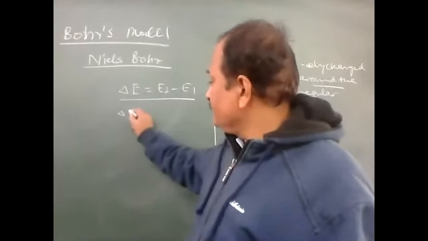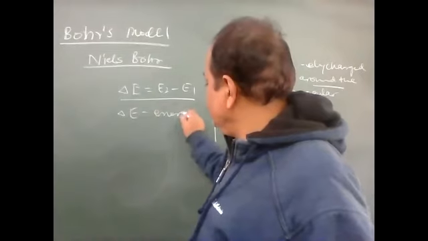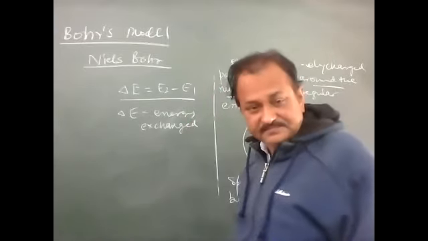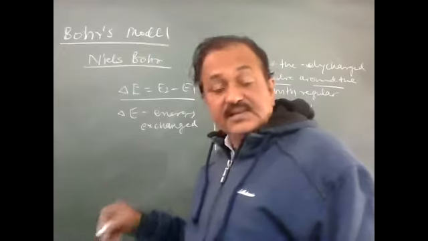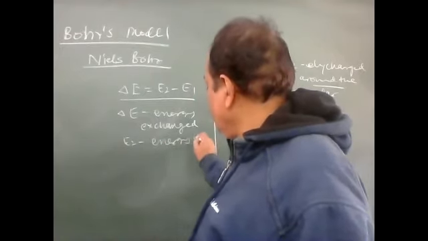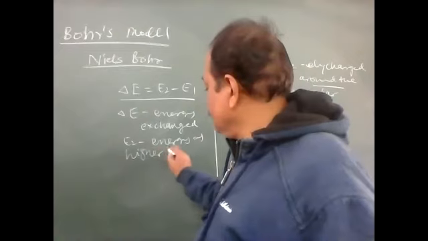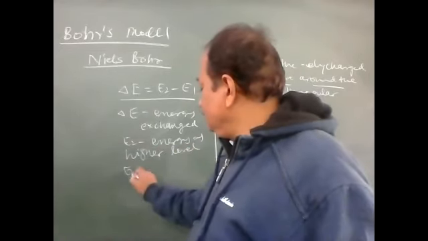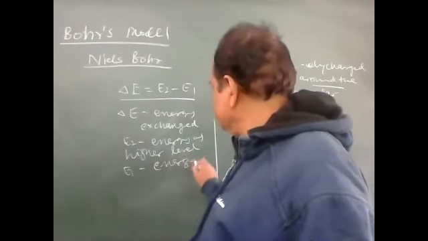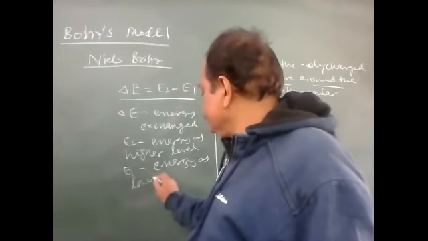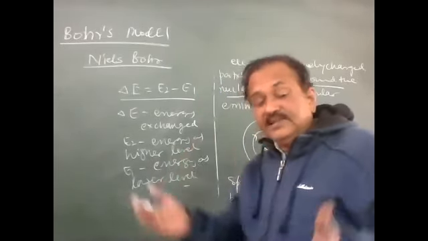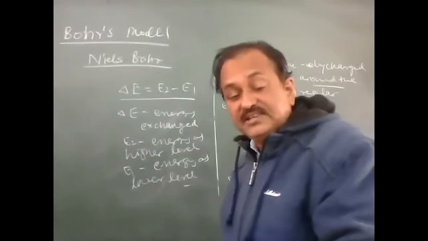And like this, he said that the release or absorption of energy is like this: delta E, energy exchanged. This exchange means release or absorb. E2 is the energy of the higher level, E1 is the energy of the lower level. So children, this is the Bohr concept.